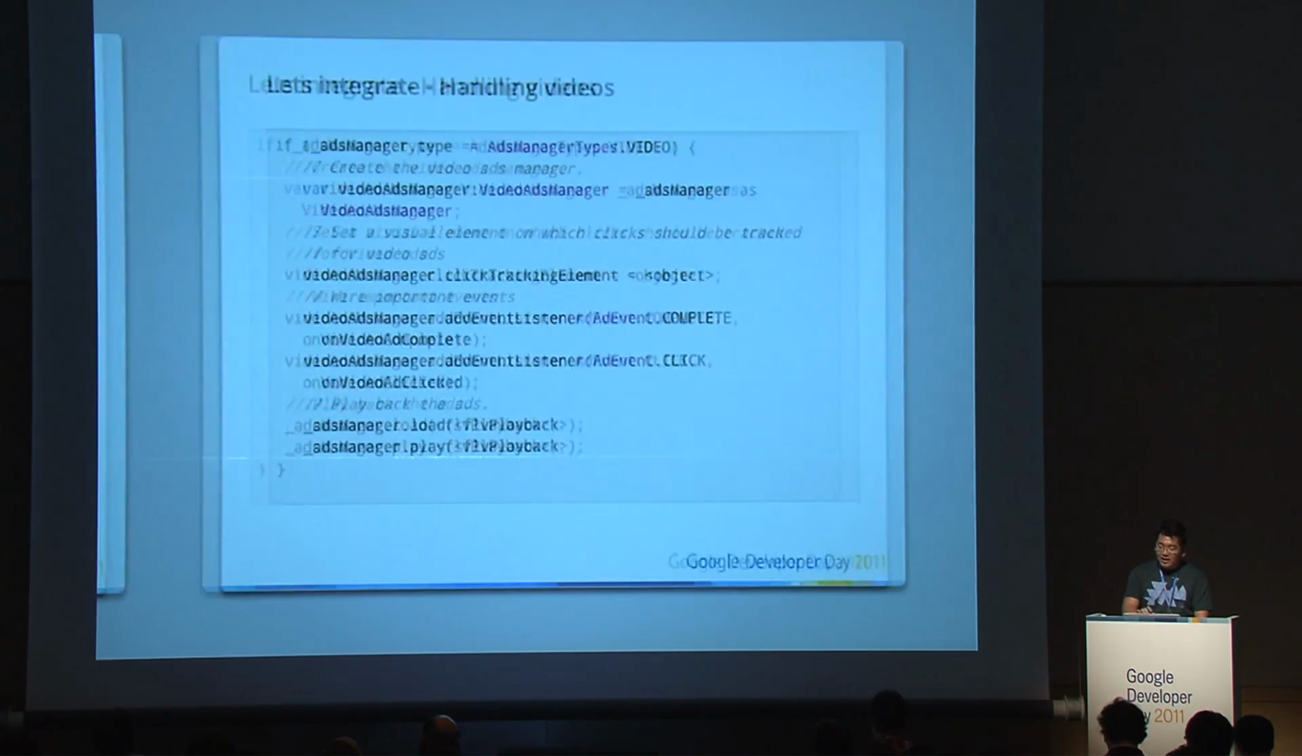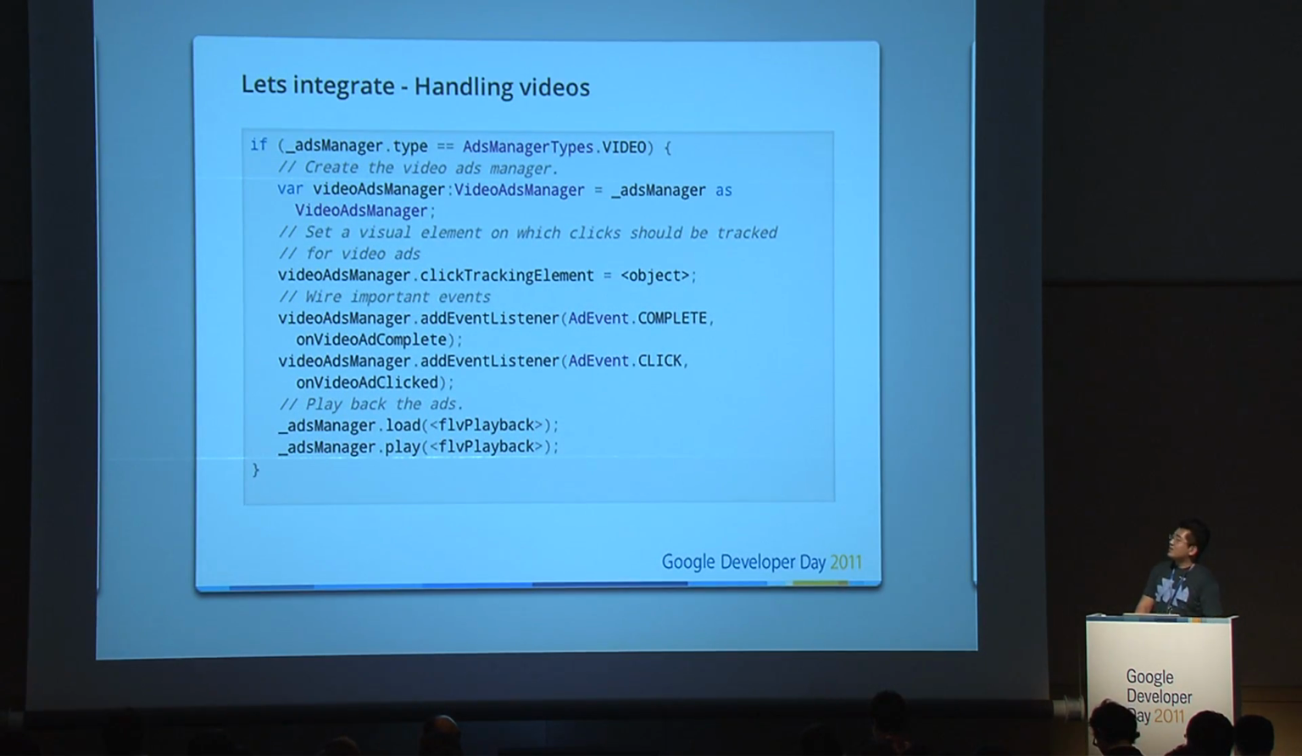Once we've done that, we can actually handle the video itself. So from the ads manager, we're now pulling out the video ads manager if the ad type was a video. Then to that video ads manager, we're adding a few more handlers, one to define when the video is completed and one to define when the video is actually clicked on. And lastly, we play and show the video itself.